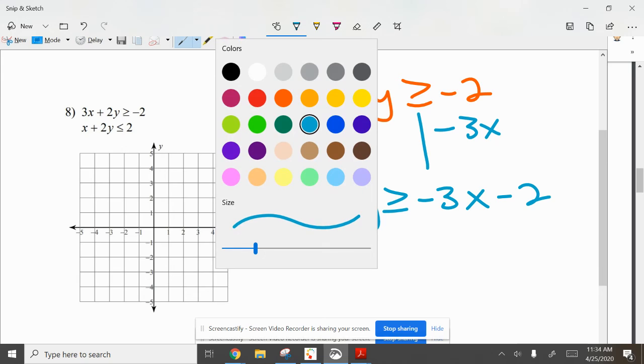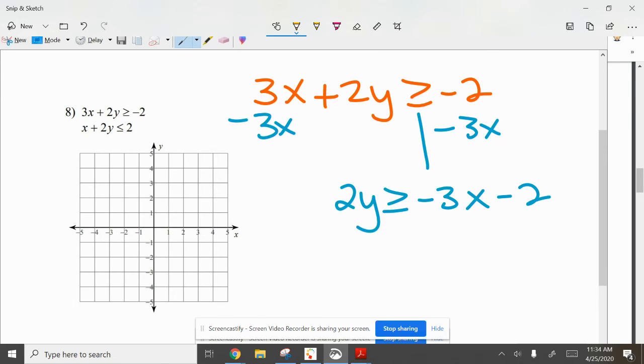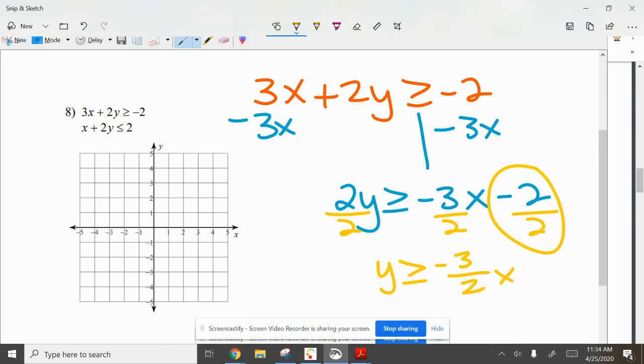The beauty of algebra is you can move stuff back and forth as long as you do the opposite operation consistently. All right. So now I'm going to get rid of this 2. I'm going to divide everything by 2. And I'm going to have y is greater than or equal to. It wasn't a negative 2. If it was a negative 2, my sign would have flipped. Okay, don't forget that rule as well. All right. So y is greater than or equal to negative 3 over 2 x, and then this is going to be negative 1.